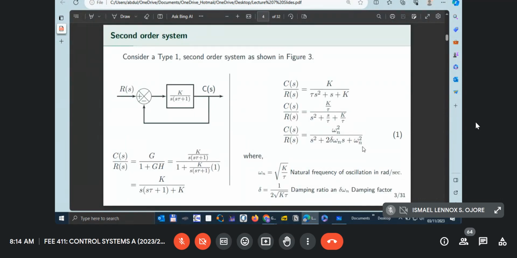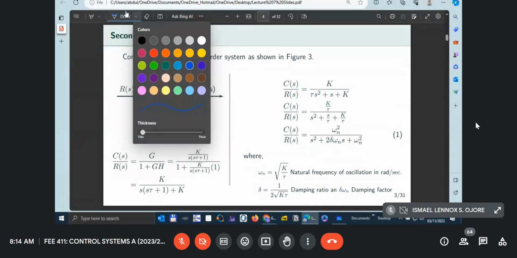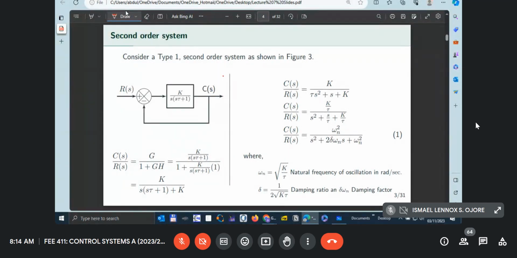For a second order system, we consider a transfer function or model on the right hand side, where we have our open loop transfer function, G equals K over s(s tau plus 1). Here we see this is a unity feedback, so our H is equal to 1.